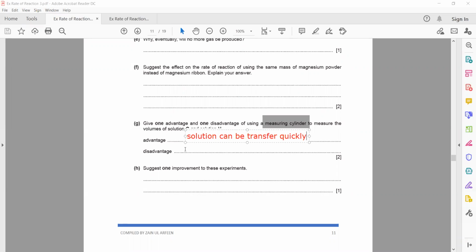The advantage of a measuring cylinder is that the solution can be transferred quickly. The disadvantage is that it is not accurate, because the most accurate value it can measure is 1 cm cube, not more, not a smaller value than that. So measuring cylinders are quick and easy to use. Part D.